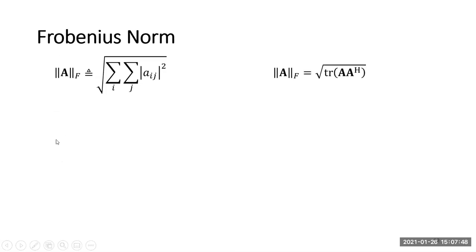Frobenius norm of a matrix. What we do here is we pretend that it's a vector. We take all the elements Aij, take their absolute values and square them, add them up and take the square root. It's as if A were a vector, then this would be the Euclidean norm.